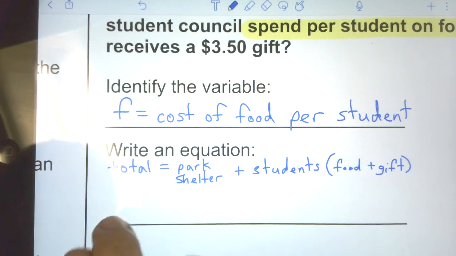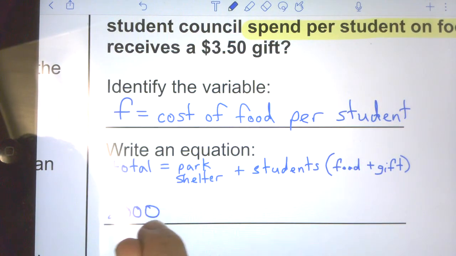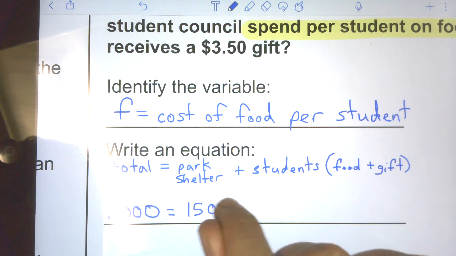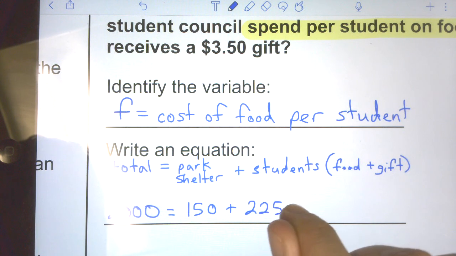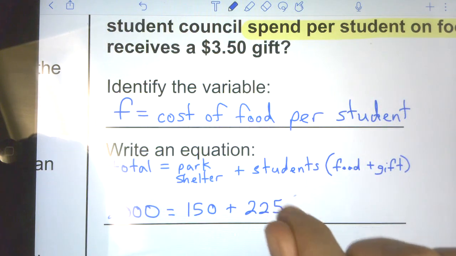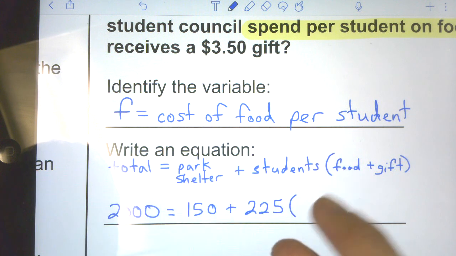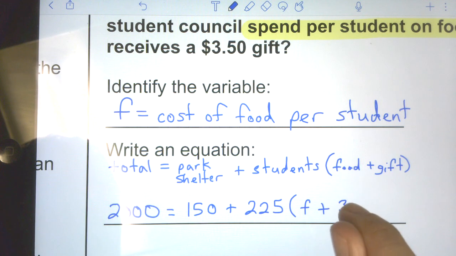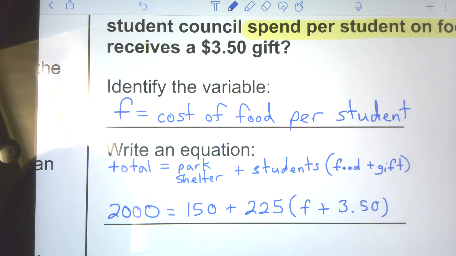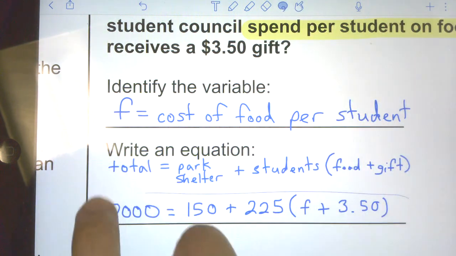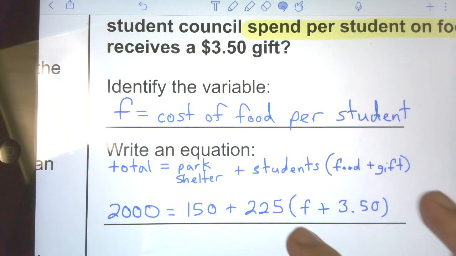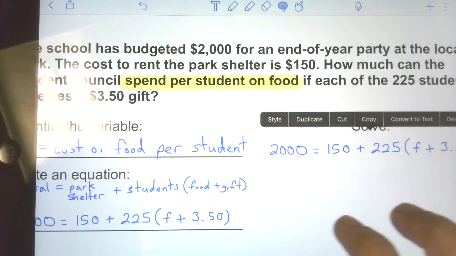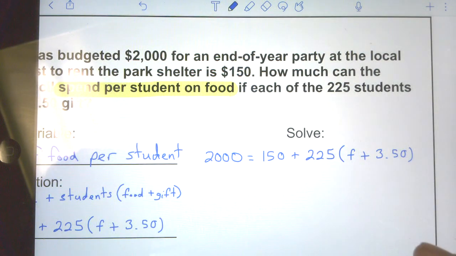So then we can throw our numbers in there. We had a total of $2,000 to spend. The park shelter was $150. There were 225 students times the food, which we don't know, so the cost of food per student. So we'll use that variable F. And then the gift is $3.50. So this is our equation that we are going to use when we solve. So I'm going to bring this over here, and then we're going to go ahead and solve it as we would a normal equation.